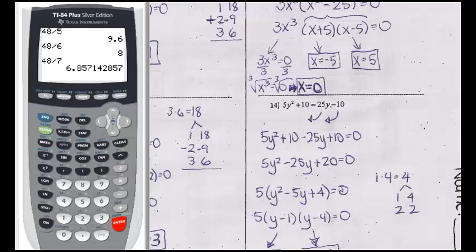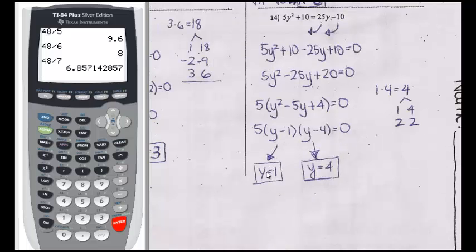So 1 times 4 gives you 4. Create a list of numbers that give me 4. And looking at that, I'm looking for something to give me a 5. So in this case, it would be 1 and 4. And since there's a 1 here, I can go directly into the parentheses. So this would be 5 times y minus 1 times y minus 4. And if I split this, it will be y equals 1 and y equals 4.